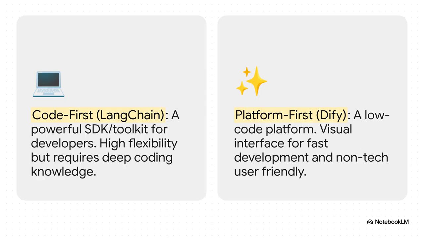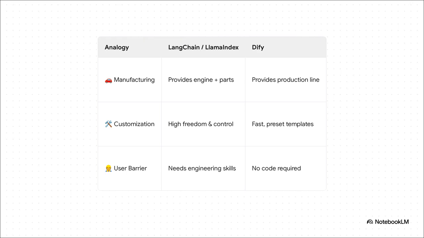It gives you a visual, low-code playground to build your app. Okay, this next analogy is perfect. Think about building a car. LangChain and tools like it give you this incredible high-performance engine and a pile of top-tier parts. Amazing, right? But you have to be the master mechanic who assembles the whole car from scratch. Dify, on the other hand, gives you the entire automated production line. You just drag and drop the chassis, the engine, the wheels into place, and a finished car rolls off the other end. It's all about speed and simplicity.